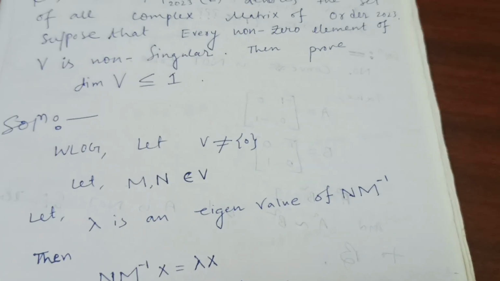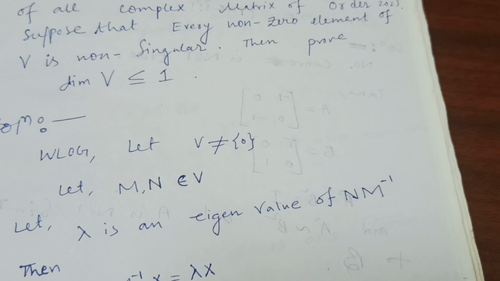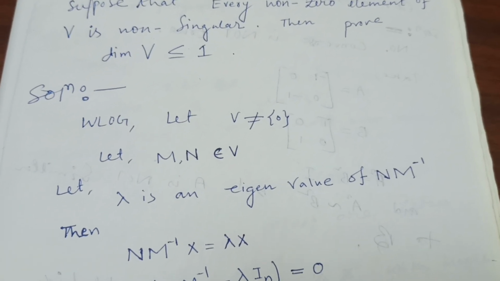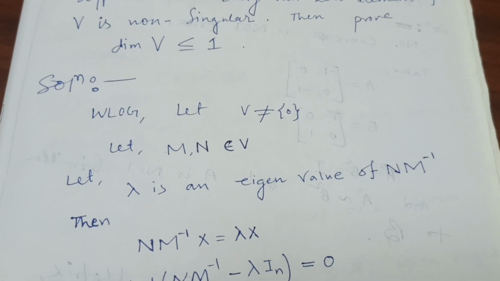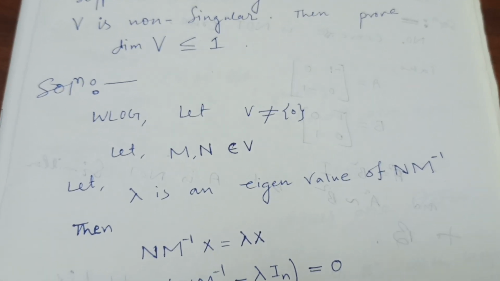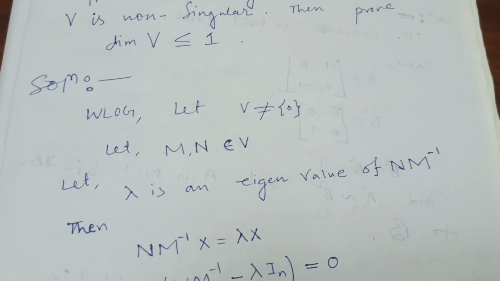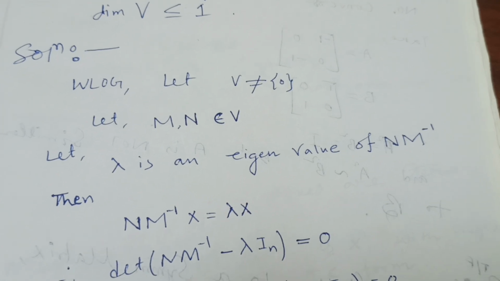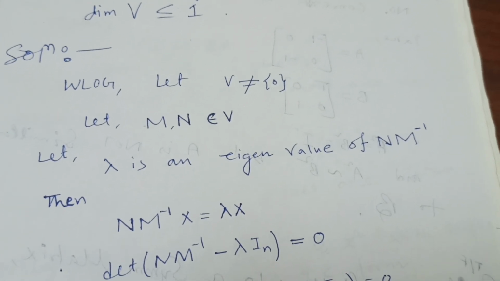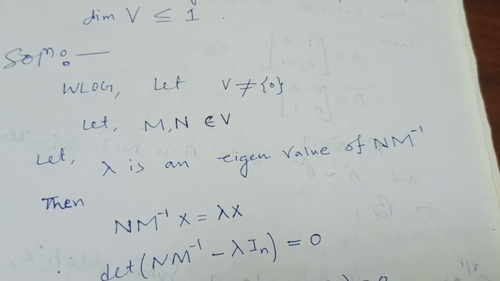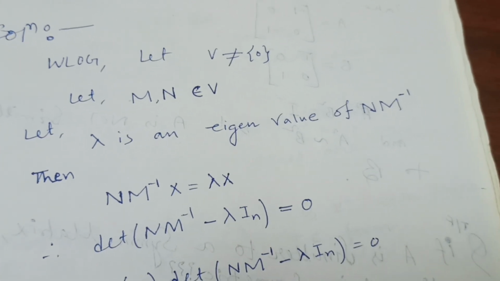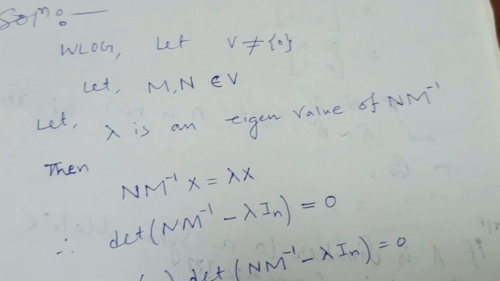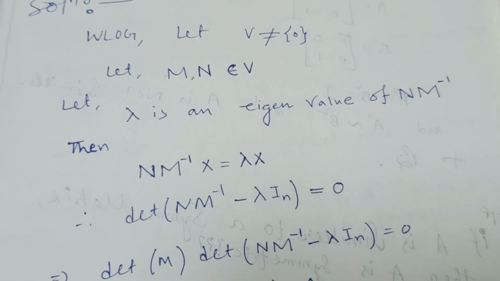So let lambda be an eigenvalue of N M inverse. So we know that if lambda is an eigenvalue of some matrix, let's say A, then Ax equals lambda x for some non-zero column vector x. So here I am using that, we will get N M inverse x equal to lambda x. Fine. Which implies that the determinant of N M inverse minus lambda I n equals 0, right?